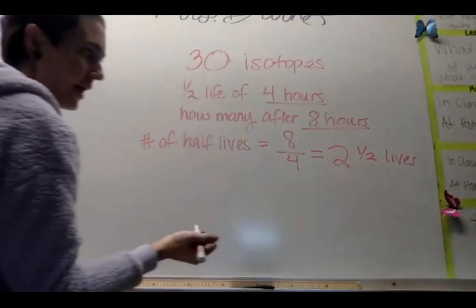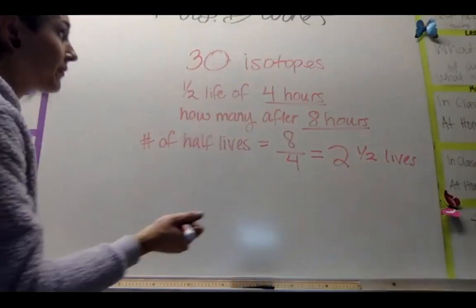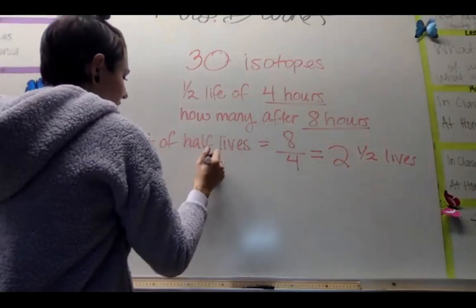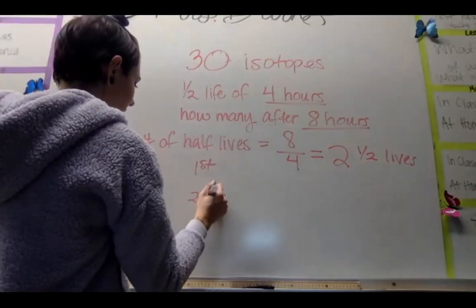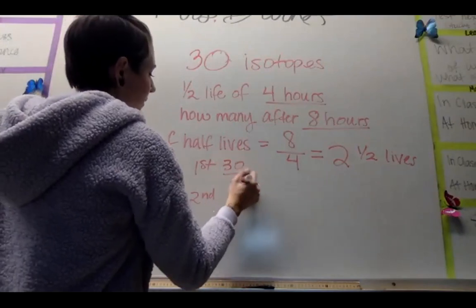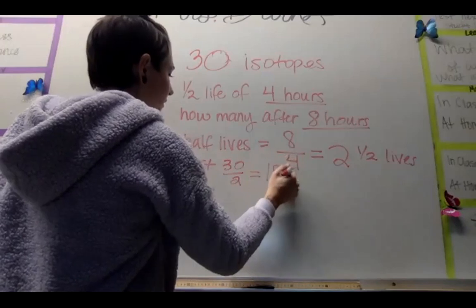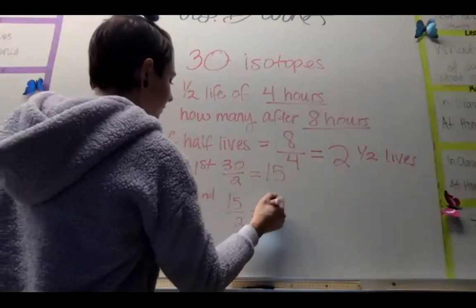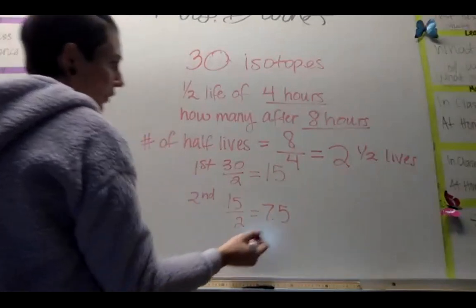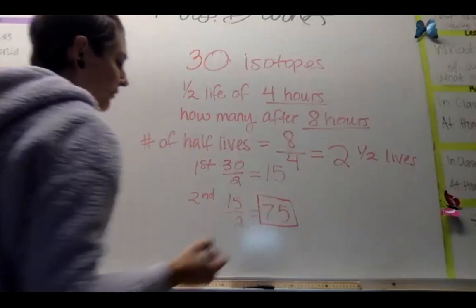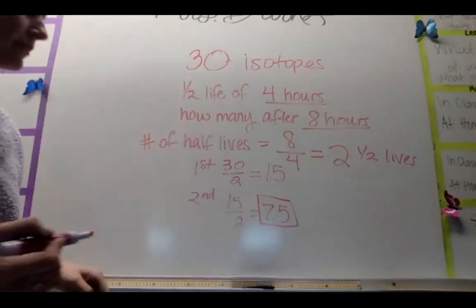And so now that I know I have 2 half-lives, that tells me I have to cut this number in half 2 times. So first half-life, second half-life. So the first one, I do 30 divided by 2 equals 15. And then 15 divided by 2 equals 7.5. So after 8 hours, I have 7.5 isotopes left.